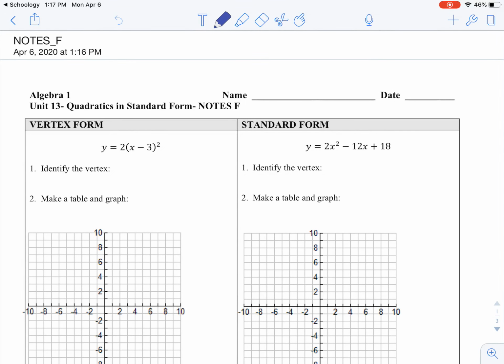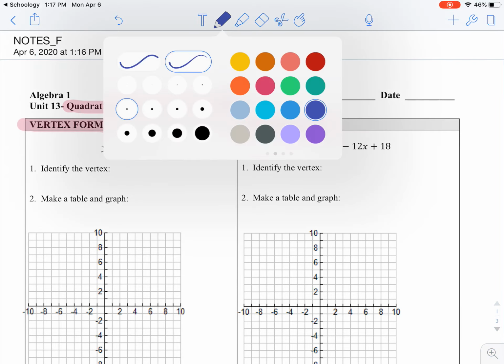Okay, we are on Unit 13, and we're talking about quadratics in standard form. Today we are going to go through Notes F. And in Notes F, what we're going to do is remember what we did in vertex form, the last unit, and look at standard form, really comparing the two concepts.